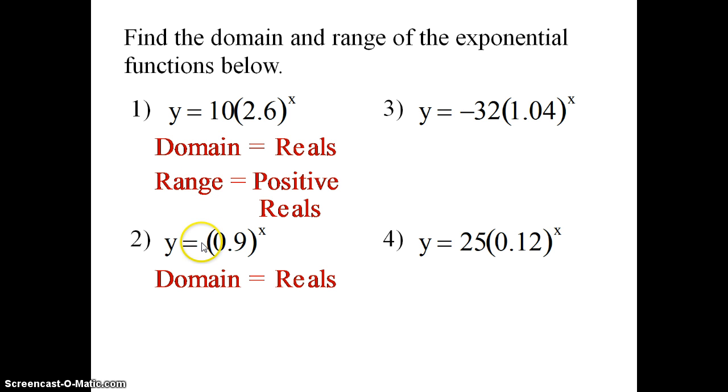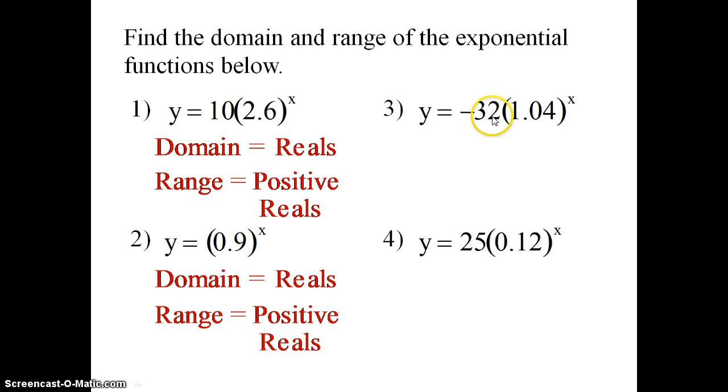Number 2, notice there is a 1 here. We just don't see it. So it starts at 1 and decreases by 0.9. So if you'll notice here, our domain, I can put in any number for these, but I'm only going to get out positive real numbers.